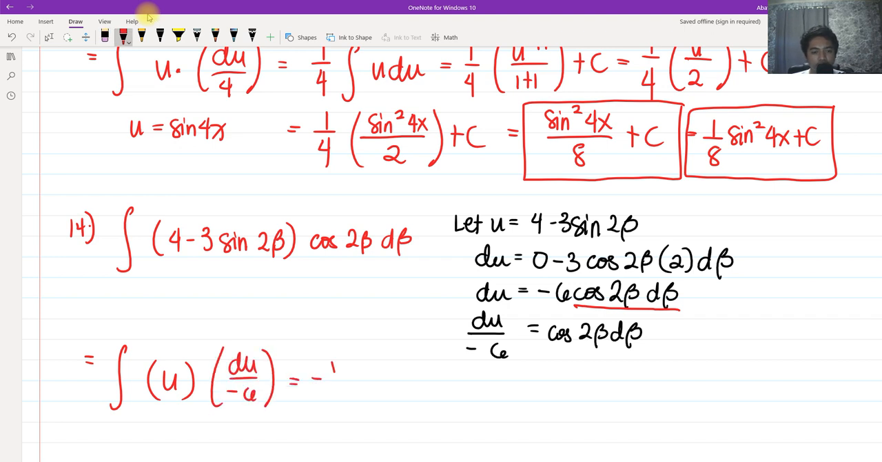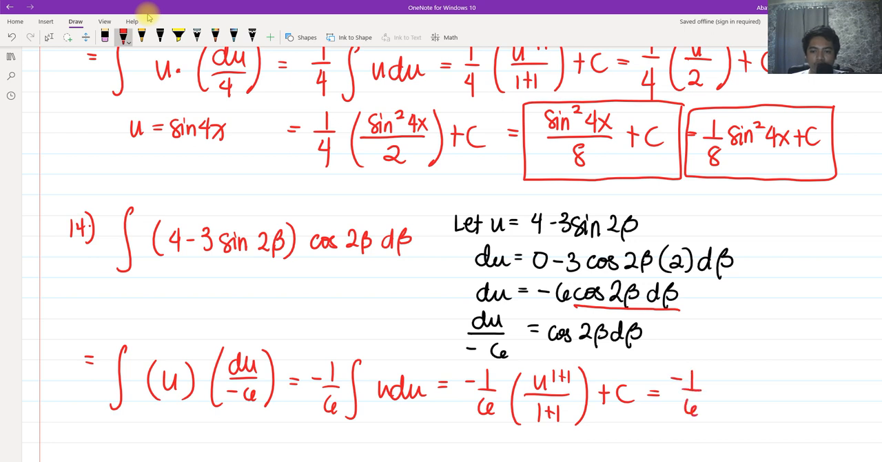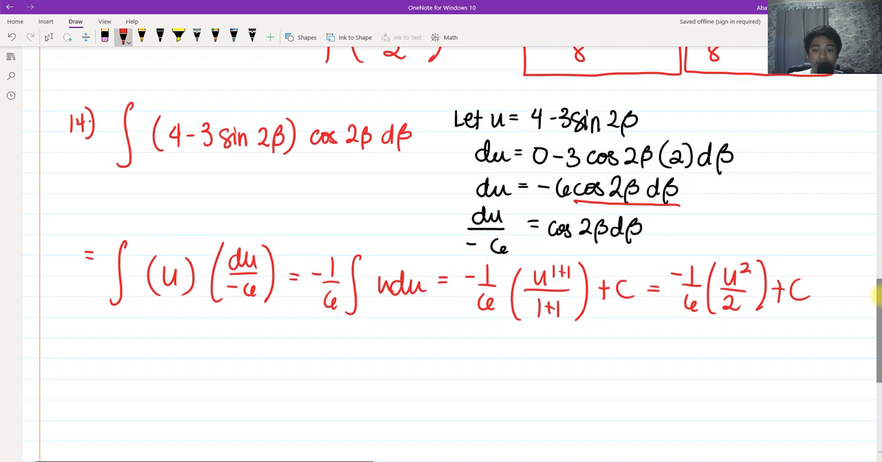So we can factor out negative 1 all over 6, and then we have u du. So we have negative 1 all over 6 integral of u du. That's the power formula. So that becomes u raised to 1 plus 1 over 1 plus 1. So we have negative 1 all over 6 times u squared all over 2, then plus c. And now, it's time to substitute it back to the original variable, which is beta.